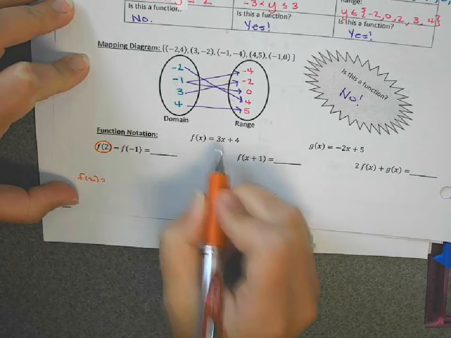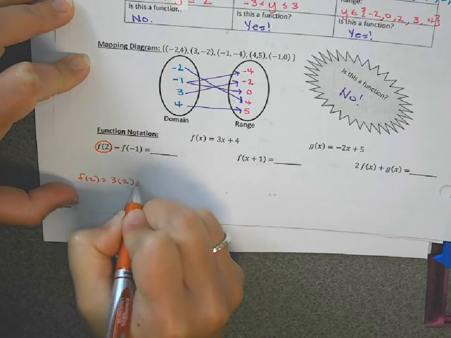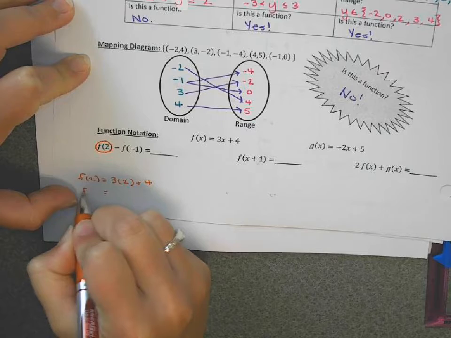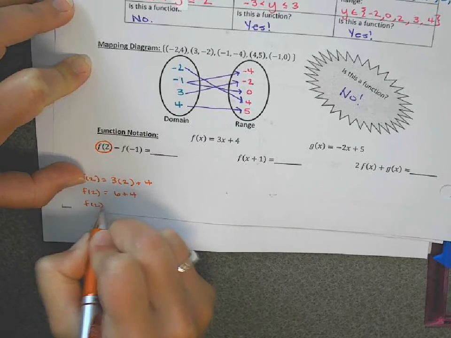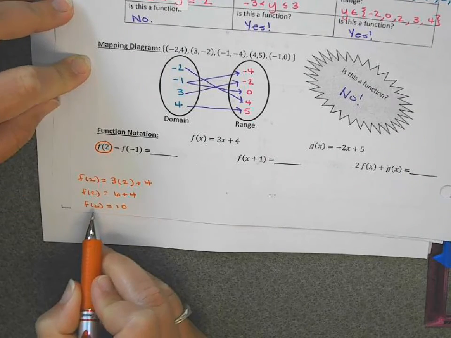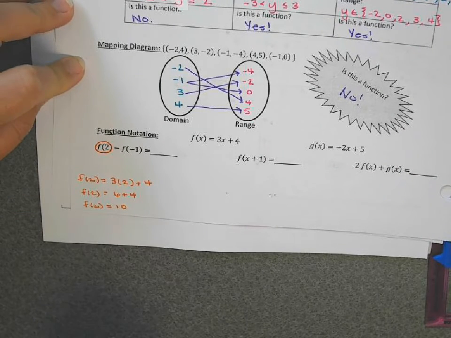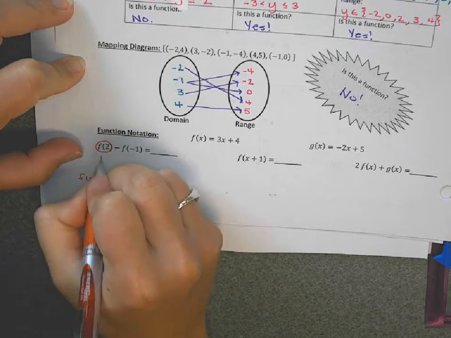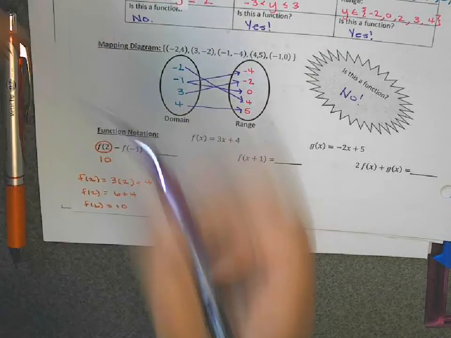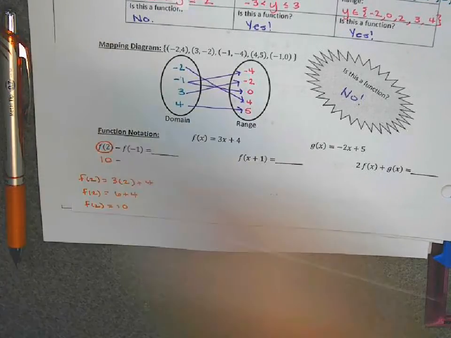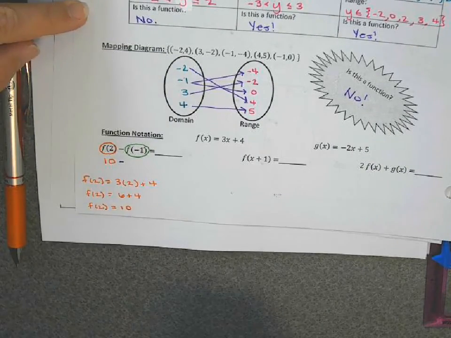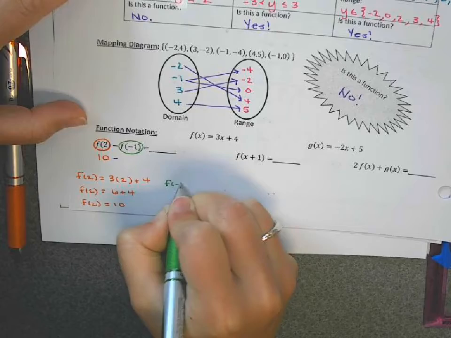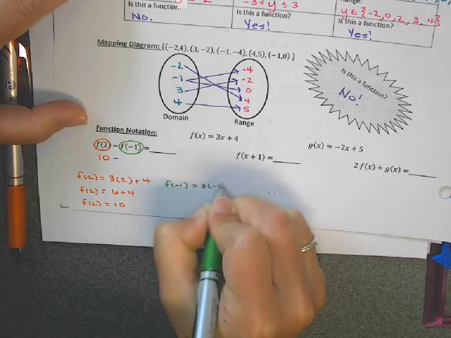All right, so f of 2 is equal to 3 times 2 plus 4. So f of 2 equals 6 plus 4. F of 2 equals 10. That means when you plug in 2, you're going to get 10. So I'm going to replace this with 10 minus, shoot, I'm going to have to also figure out what f of negative 1 is, so I can plug that in there. So f of negative 1 is equal to 3 times negative 1 plus 4.